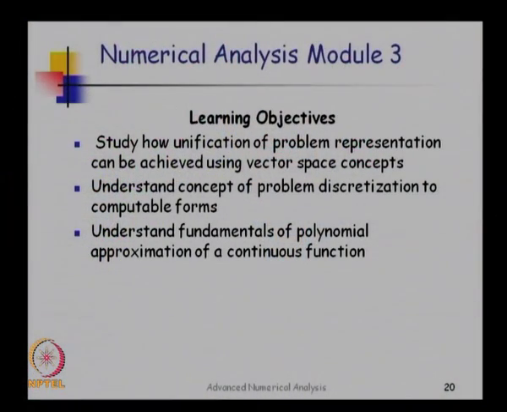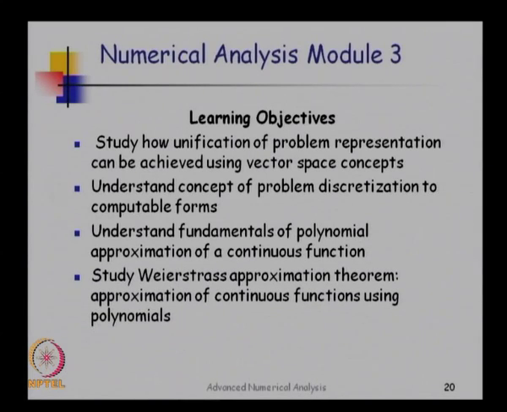Then we will look at specific tools that are used in problem approximation. What it turns out is that the backbone of approximation is approximating a given function using a set of polynomials. There is a fundamental theorem in approximation theory called the Weierstrass approximation theorem, and this lays the foundation of all the problem discretization methods that are used in numerical analysis. This theorem states that any continuous function over a finite domain can be approximated with arbitrary degree of accuracy using a set of polynomials. It doesn't tell you which polynomial to use; it just tells you the existence of such a polynomial approximation.